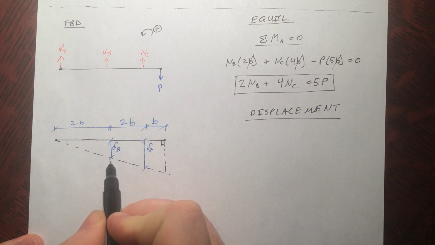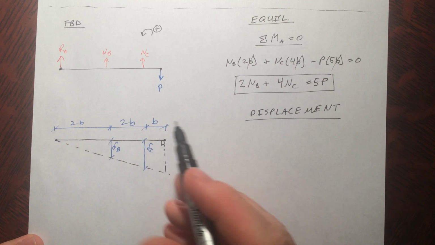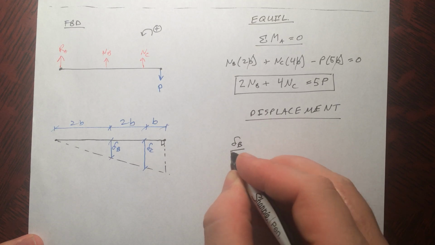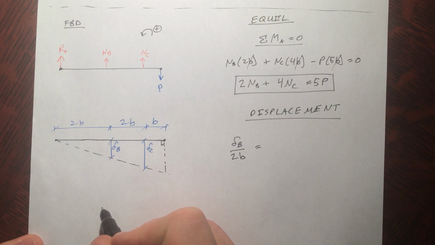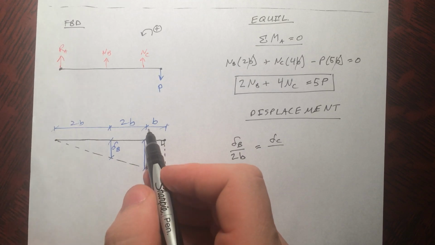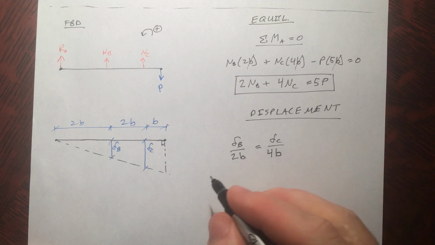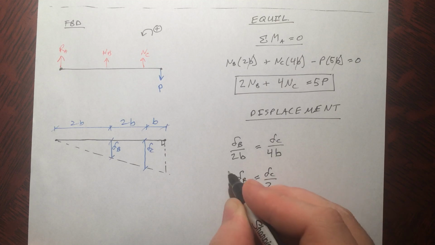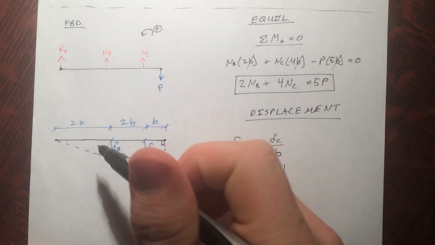So let's just say the ratio of this side length to this side length would be the same as the ratio of the full side length to this. So using that idea, delta B over 2b is equal to, by the properties of similar triangles, delta C over this distance here, 4b. So rewriting that, we can say delta B is equal to delta C over 2. There we go. Equilibrium, displacement relationship.